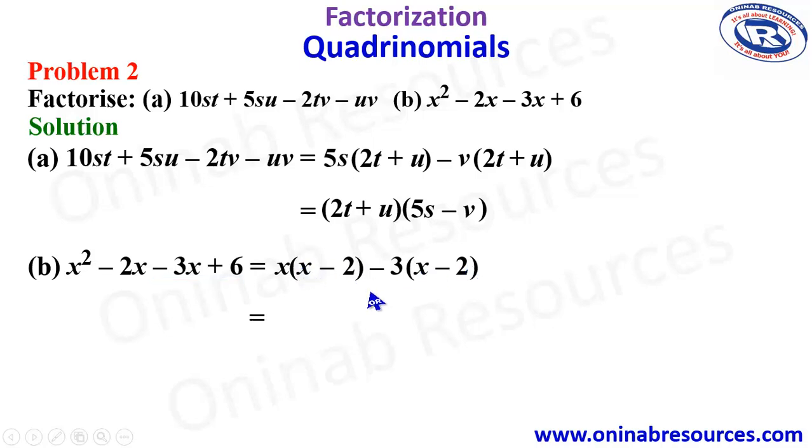So we pick the bracket x minus 2. And in the second bracket, we are going to have what we have outside the brackets, which is x and then minus 3. And with this, we have factorized x squared minus 2x minus 3x plus 6. And that's all for the solution of problem 2. And this is where we are ending this tutorial.